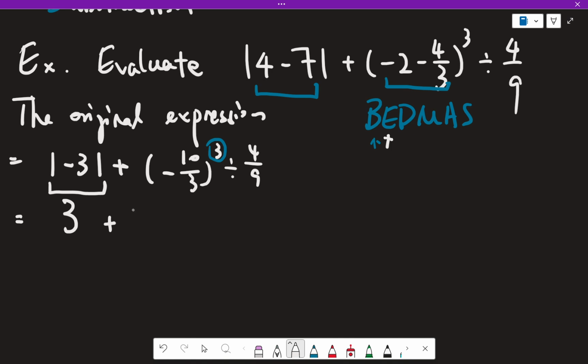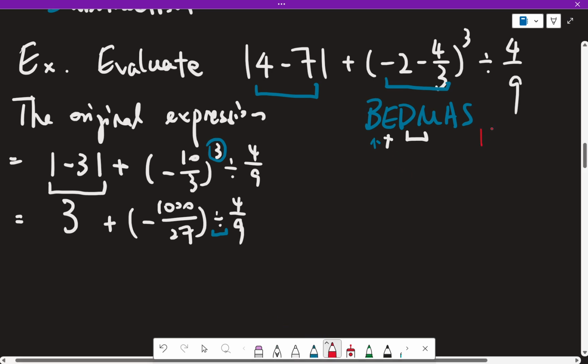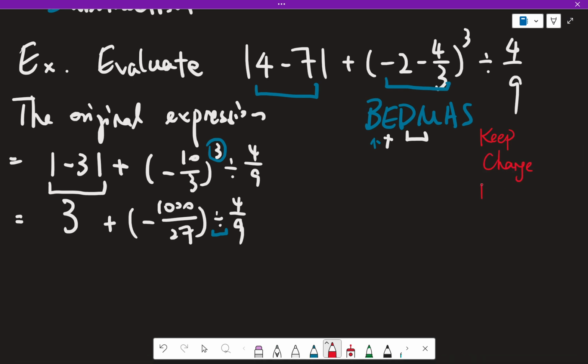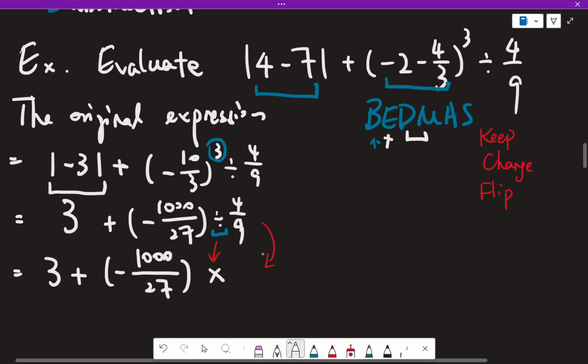-10 over 3 cubed is just -1000 over 27, divided by, and we just copy the divided by 4 over 9 down. Next, we do either division or multiplication. We can see that we have a division here, and the way we do this kind of division by a fraction is a method called keep, change, flip. It's fairly simple. First we copy the first part down, and then we do the division. So keep, we just keep the dividend, the -1000 over 27, as it was, and we change the operation sign to its opposite. The opposite of divide is multiplication. And then we flip the fraction upside down.